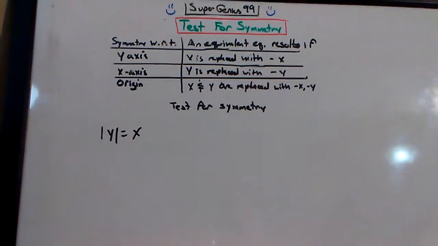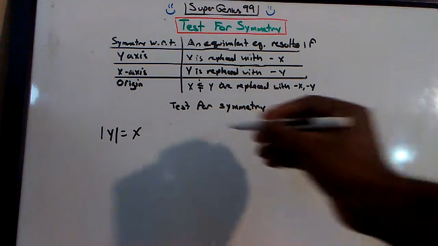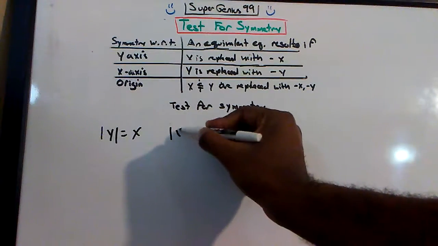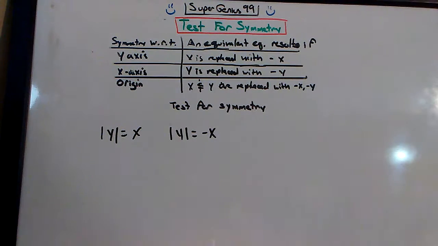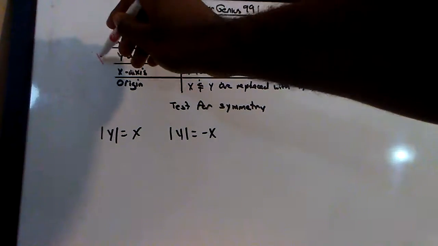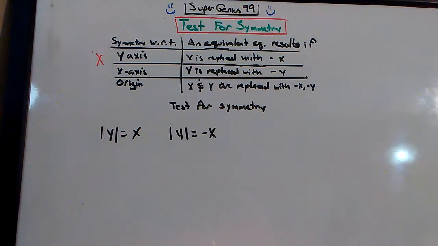Let's do another one. Okay, here's another one. Absolute value of y is equal to x. Okay. So let's test for the y-axis. So replace x with the negative x. So absolute value of y is equal to negative x. Can it be simplified to get the same thing? Nope. That is its simple form. So y-axis, no.